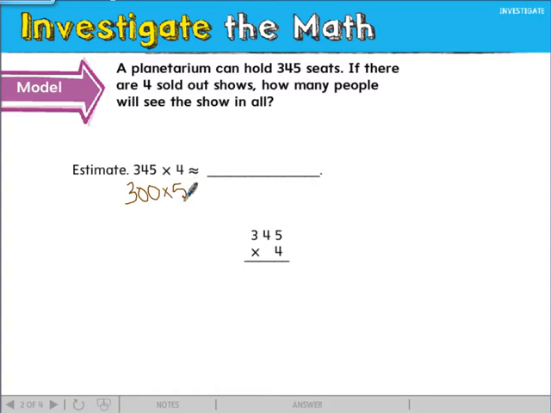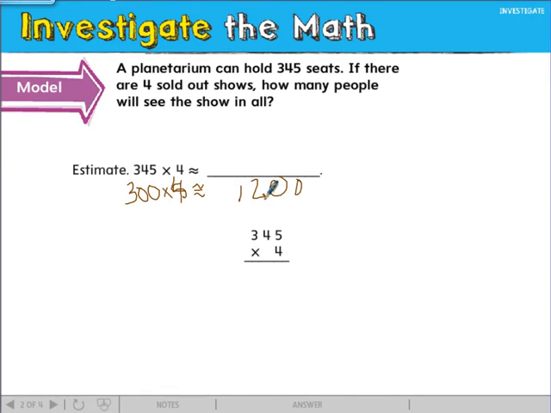Oh, why did I put 5? Times 4. So that's going to be about, how many zeros do I have? 2. And 4 times 3 is? 12. There you go. So 1,200. That's going to be about what it is, okay?